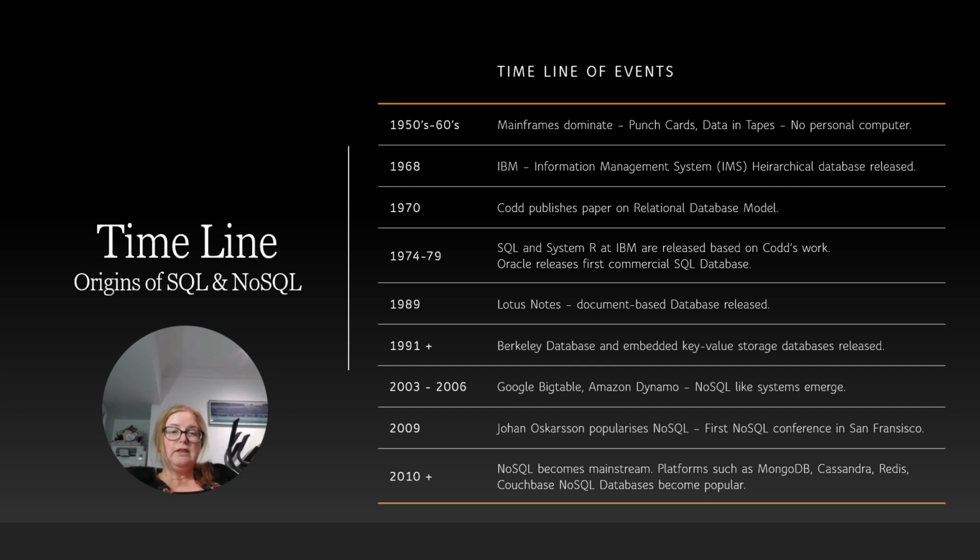From 2003 to 2006, the Google Bigtable and Amazon Dynamo NoSQL-like systems emerged. In 2009, Johan Oskarsson popularized NoSQL. He had the first conference in San Francisco, and after that it became the most popular term, NoSQL. It became mainstream essentially a year later, and platforms such as MongoDB, Cassandra, Redis, and Couchbase NoSQL databases became popular.